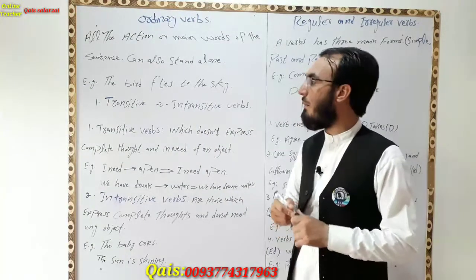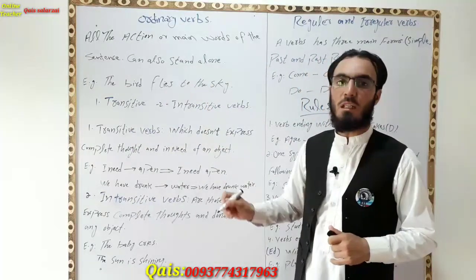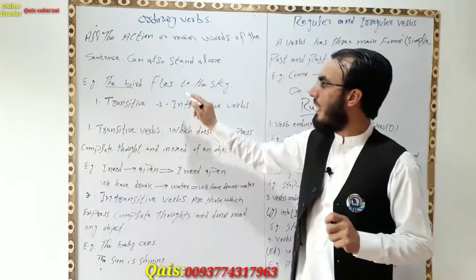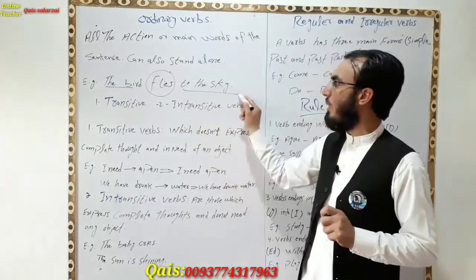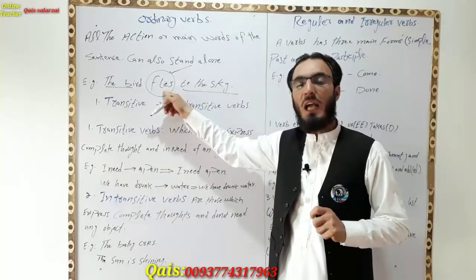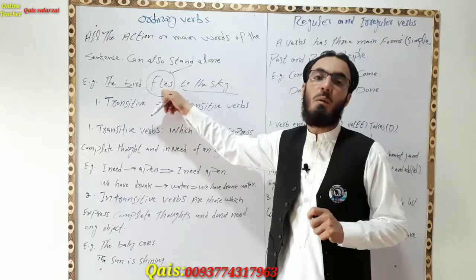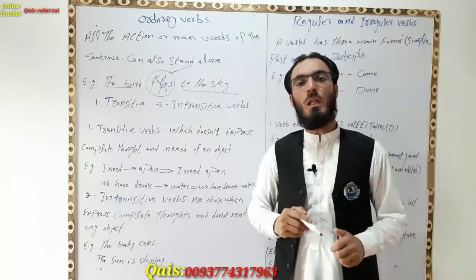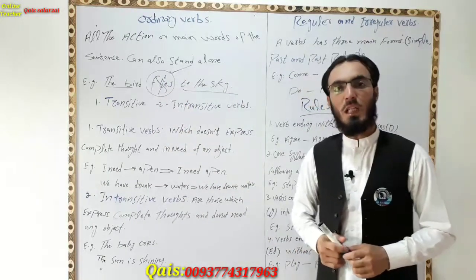The example that we have is: the bird flies to the sky. Here in this sentence we have three main parts. The first is the subject, the bird. The second is the verb, about which we are talking here, and the third is the object. So the main word that we have in this sentence is flies, and flies is the main or action verb of this sentence. This is called the ordinary verb. If we remove flies from this sentence, the sentence will not be correct. So this is called the main or action verb of this sentence.